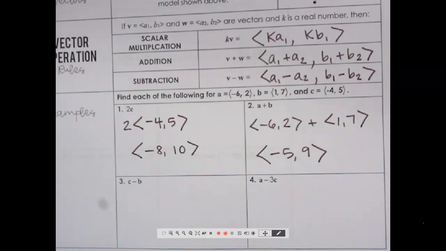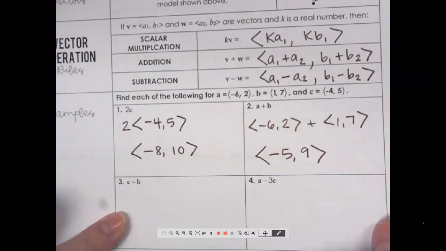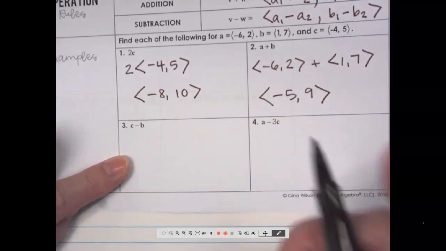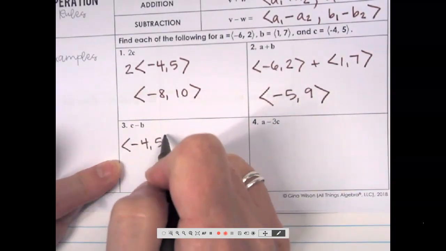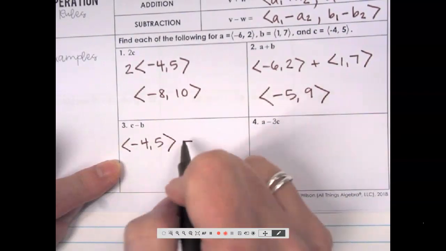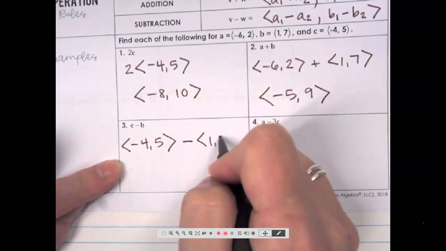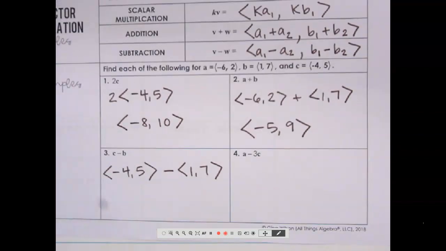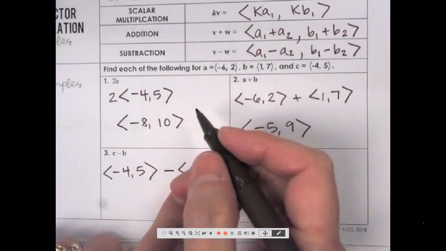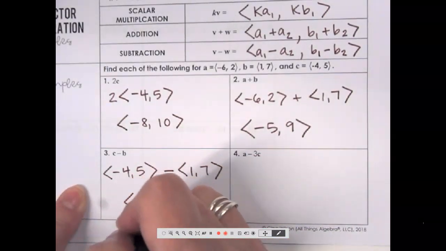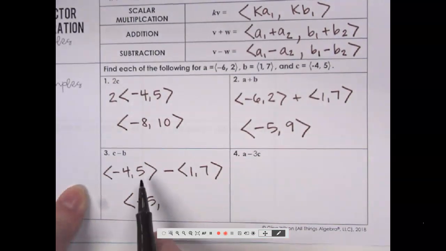Okay, subtraction works the same way. Just be sure you put the correct one first. So I need vector c minus vector b. And you know that we tend to make more mistakes when we subtract, so be careful when you're subtracting. What is negative 4 minus 1? Negative 5. And what is 5 minus 7? Negative 2.